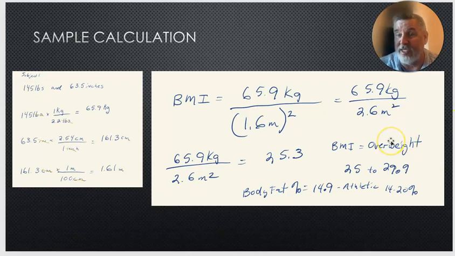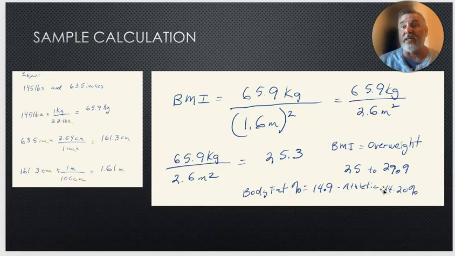In this case, if I would have said, hey, they're overweight, their BMI is 25.3, their actual percent body fat is 14.9%. So I did hydrostatic weighing on this person. They're in the athletic category between 14 and 20%. They're actually really lean, but yet their BMI says they're overweight.